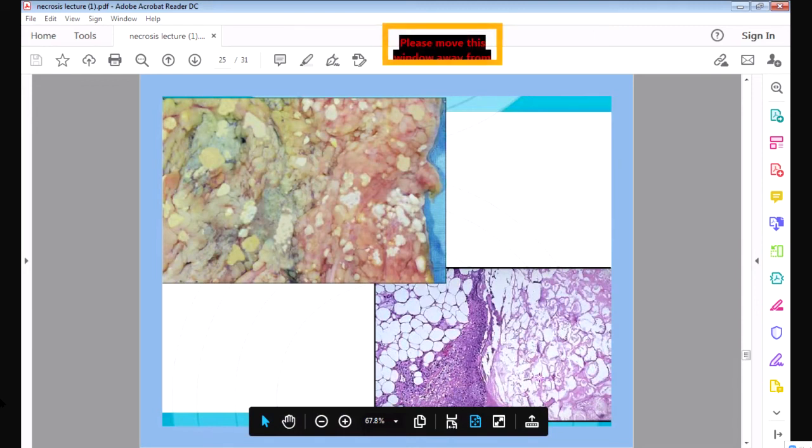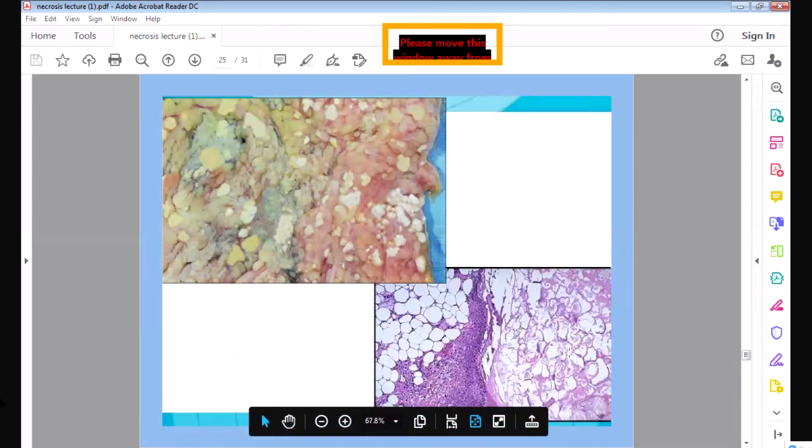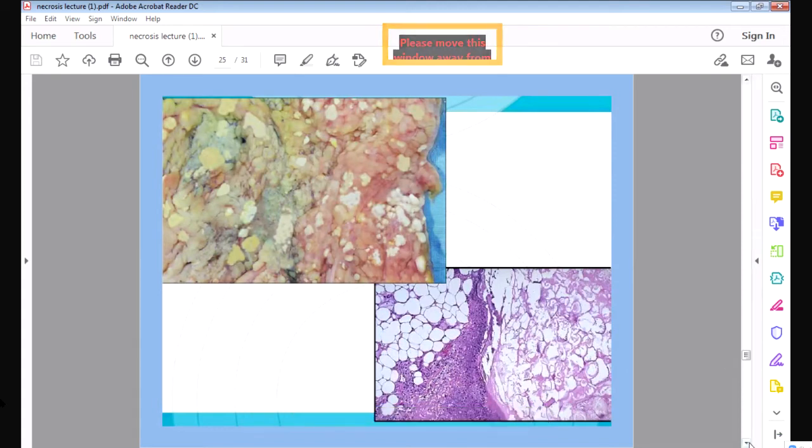In this area, the fatty acid will be released. It will combine with calcium, and they will form a calcium deposit, a whitish deposit, which you will see with your eyes. And under the microscope, you will see all the fat cells have ruptured. So this is fat necrosis. Fat necrosis is present in the breast and also in the pancreas.